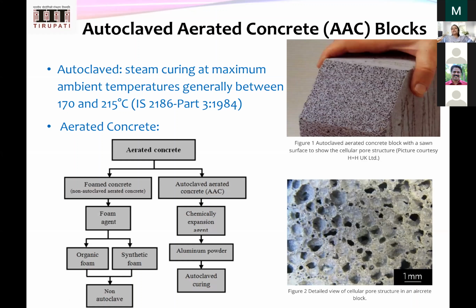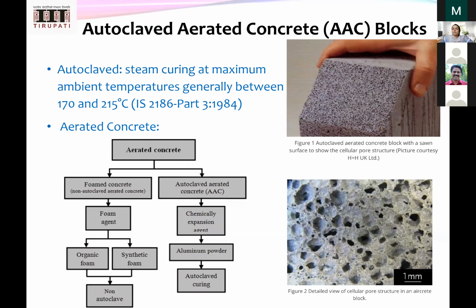In foamed concrete, we use foaming agents. But in the case of AAC, we use chemical expansive agents. In brief, aluminium powder is one of the chemicals, or the metal powders, we use to create AAC block. The basic difference between foamed concrete and AAC block is that we cure it in an autoclave, which means steam curing in high pressure conditions. If you do steam curing in high pressure conditions with aluminium powder in the mixture, you will get autoclaved aerated concrete. But this is a very brief view of how it is created.